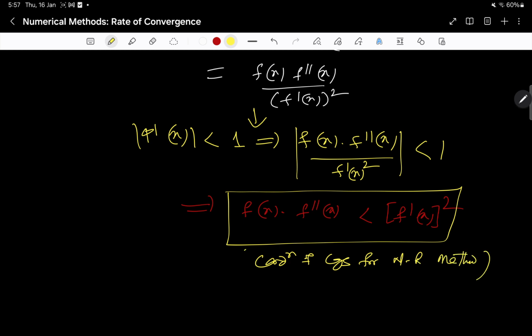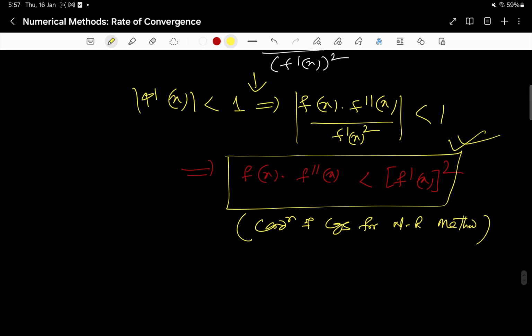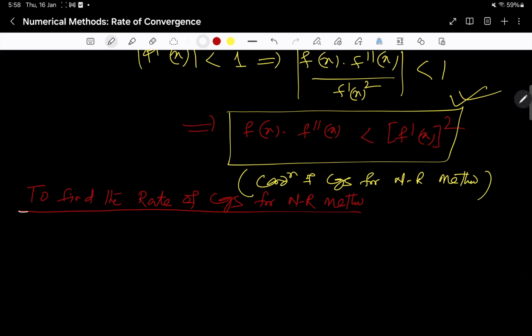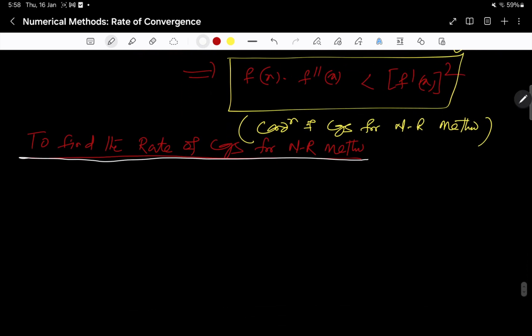Okay, so now let us see what is exactly the order of convergence here. Under this condition, this NR method will converge. As I spelled out earlier, what is the convergence criterion for the NR method? So this is the criterion. So now exactly what is the rate of convergence we'll find. Now let us find exactly what is the rate of convergence of the NR method.